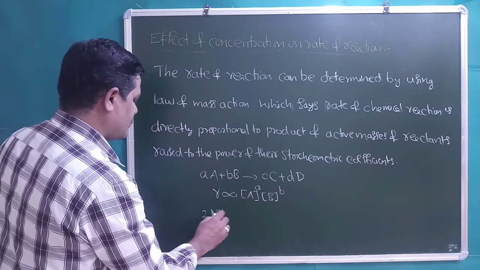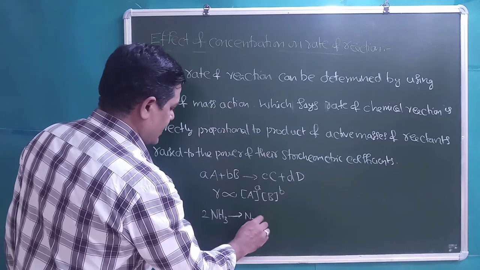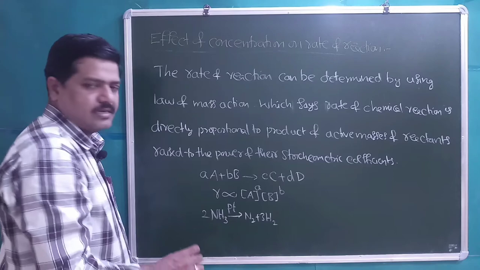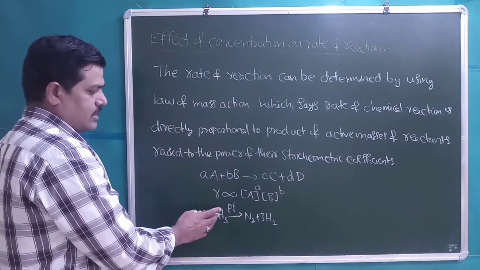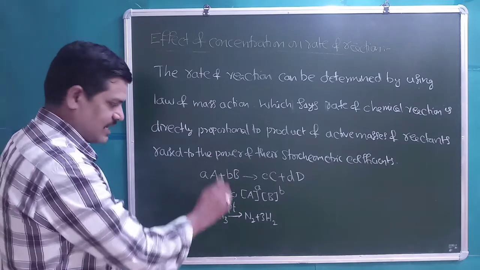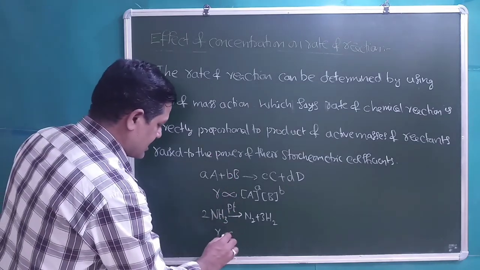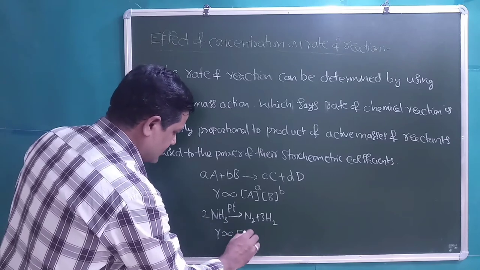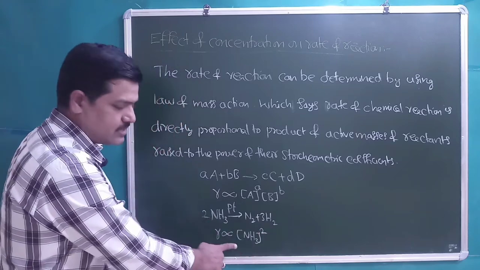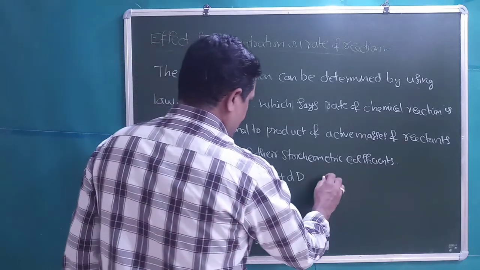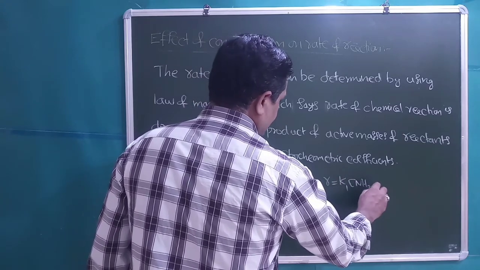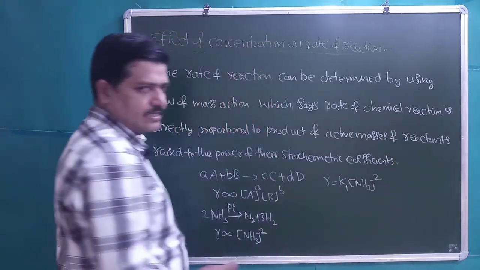Decomposition of ammonia, 2NH3 gives N2 plus 3H2. In the presence of a Pt catalyst, decomposition will take place. Students, by using the law of mass action, we can write that rate is directly proportional to the active mass of NH3 to the power of its stoichiometric coefficient, which is 2. So, introducing a proportionality constant K1, we can write K1 [NH3]^2.